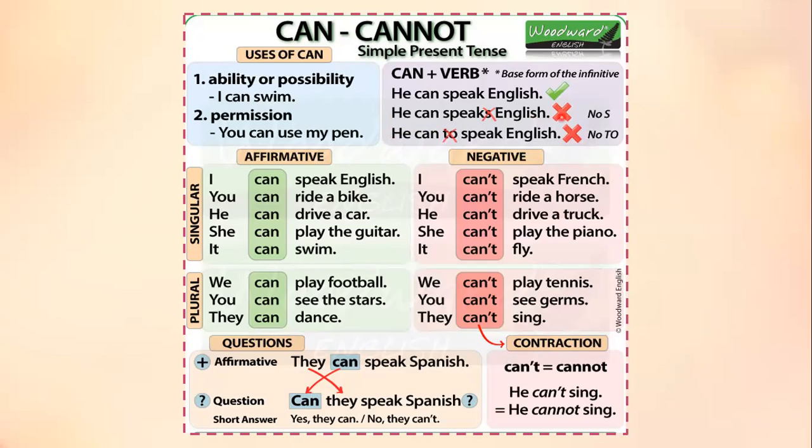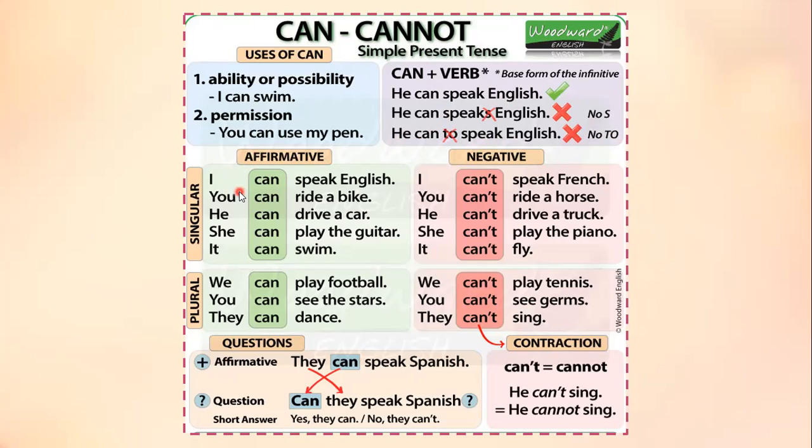Vaya, eso es lo que veíamos en las diapositivas anteriores, ¿verdad? Como estoy usando el can, el verbo siempre va a ir en su forma normal. Es decir, no le agrego S y tampoco le agrego el do. So, he can speak English. Es la forma correcta. He can speaks English. No es posible. Es incorrecto gramaticalmente hablando. De la misma manera, he can to speak English. No se puede. Ese to está de más.